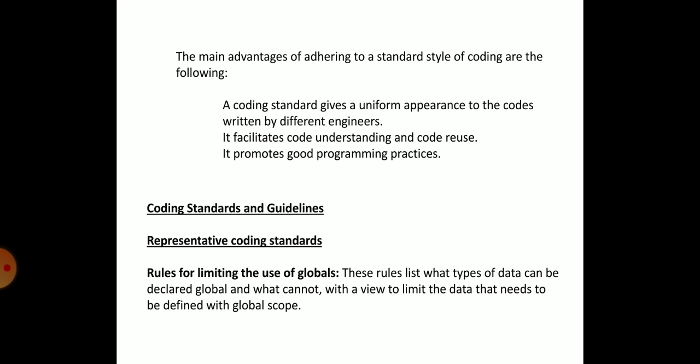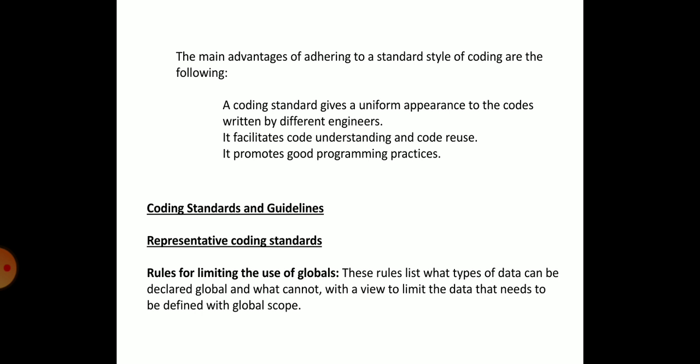First one is rules for limiting the use of globals. We know global variables help a lot in program coding, but the use of global variables should be limited for better understandability of the program. So these rules list what types of data can be declared global and what cannot be declared as a global variable.